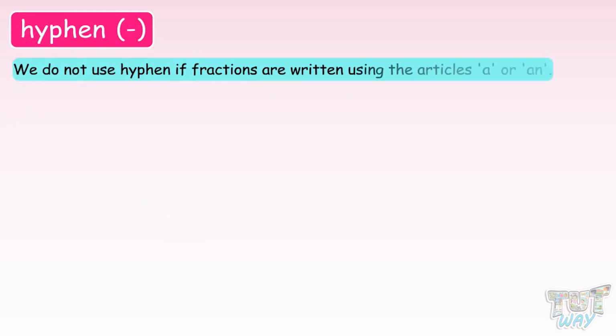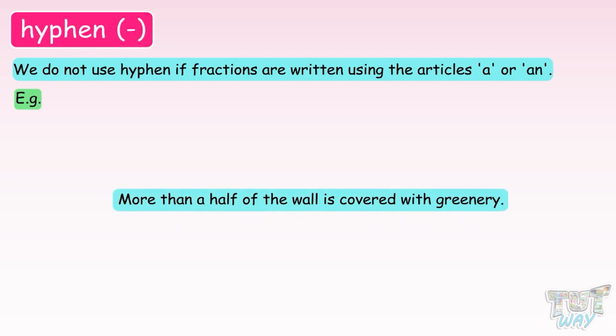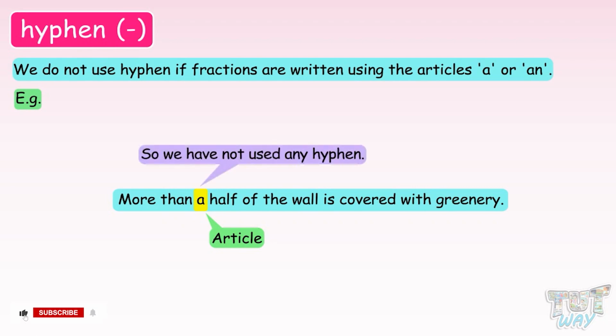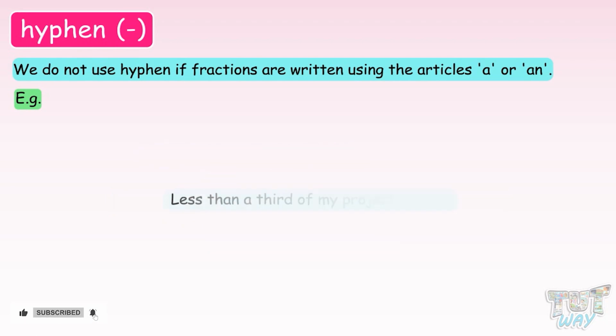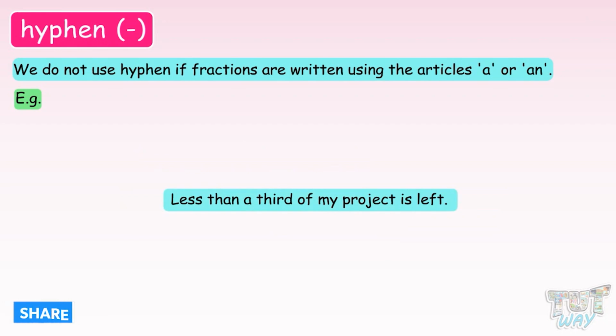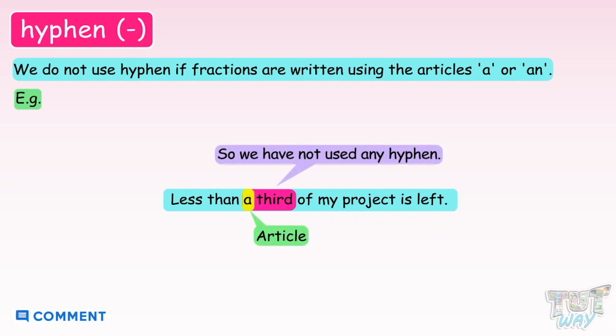We do not use hyphen if fractions are written using the articles a or an. Let's have examples. More than a half of the wall is covered with greenery. Here we use article a before the fraction, a half of the wall. So we have not used any hyphen. Less than a third of my project is left. Here again we write fraction using the article a, so we have not used any hyphen.